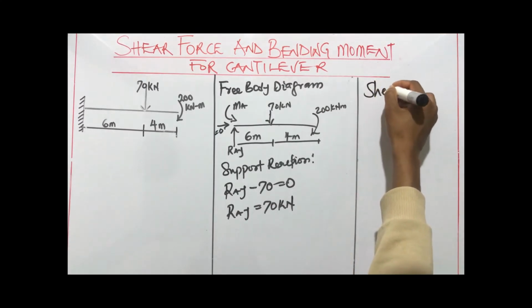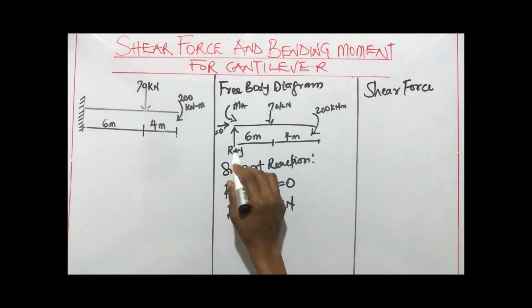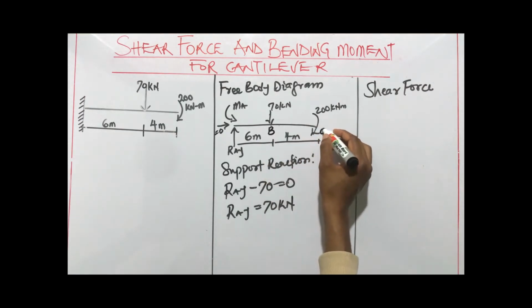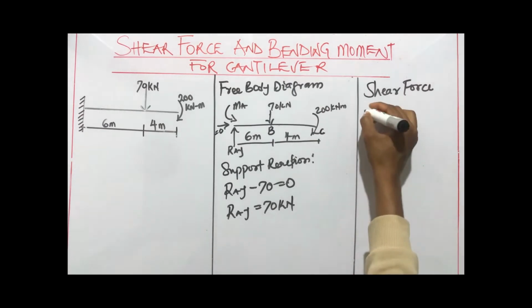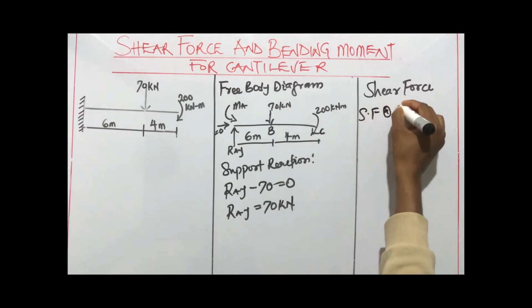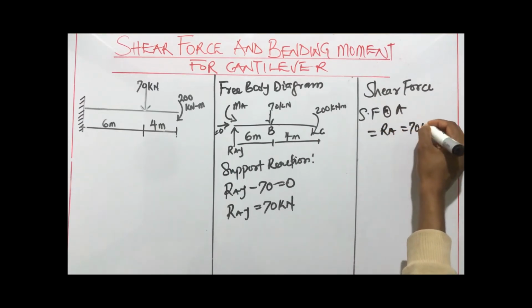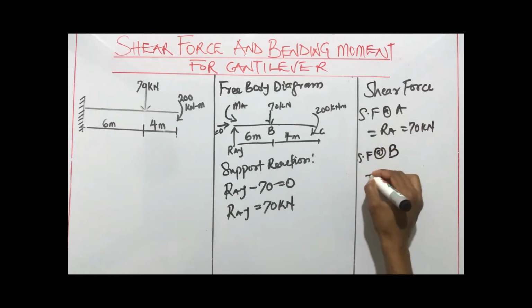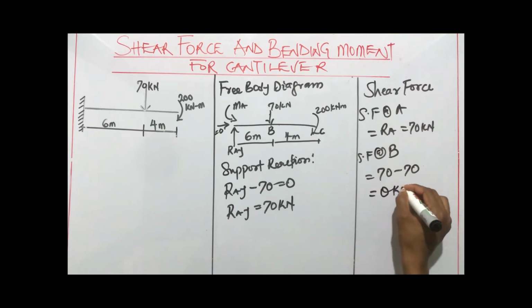Next, we move on to finding the shear force. We have shear force at only two points, A and B, because at C there is no support, it's just a moment. So we're going to look for the shear force at A and at B. Shear force at A is equal to RA, which is 70 kilonewton. Shear force at B is equal to RA minus 70, which is 70 minus 70, which is equal to 0 kilonewton. So now we've gotten the shear force for both A and B.